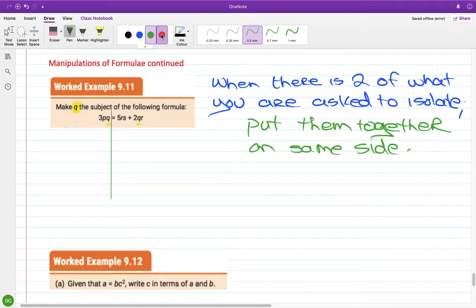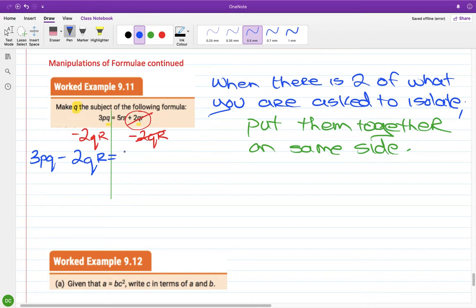So I want to take this one and I want to move it. So we move it using the opposite operation, which is a minus 2qr. And if I minus 2qr here, I have to minus 2qr over here to balance. Okay, that will take that out. These are not the same family. We have a pq and a qr, so they can't be added. So all we can do is write them. So 3pq minus 2qr is now on the left hand side. And on the right hand side, all we have is 5rs.